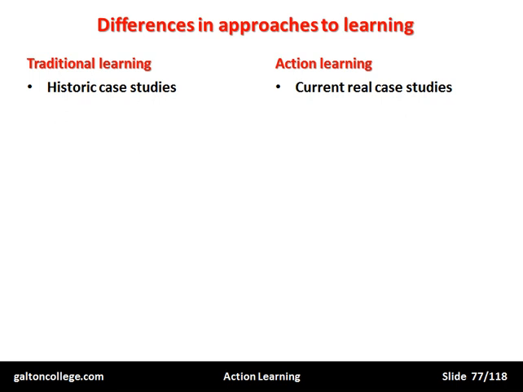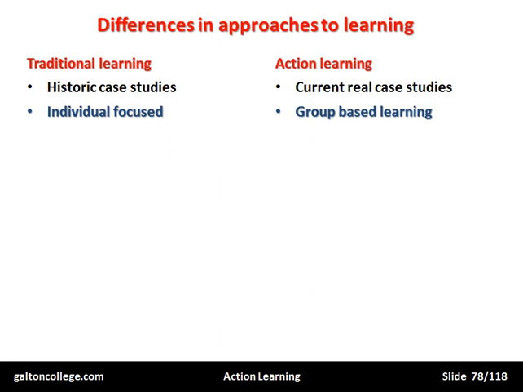Action learning is dealing with real case studies here and now. It's looking at the situation now. It's action learning. It's doing it at this moment. So there's a time difference between the two. Traditional, historic, action, current. Traditional is individual focused. Generally speaking, the individual tries to learn the outcome of the case or learn from texts or learn from lectures or whatever. So it's individual. It's going into the individual's head.